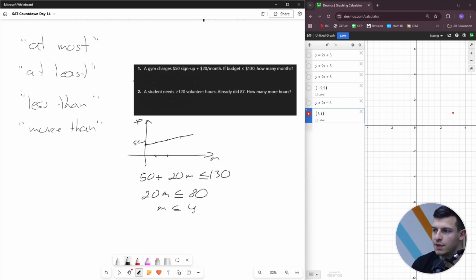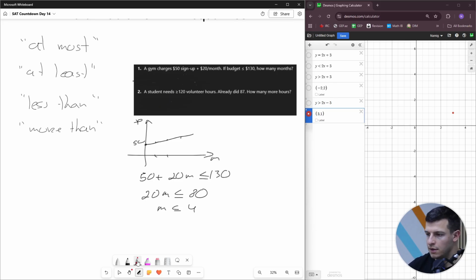Now, the second one says a student needs more than 120 volunteer hours. They already did 87. How many more hours do they need? Now, this is a very, very simple one, right? They need more than 120. They already did 87.